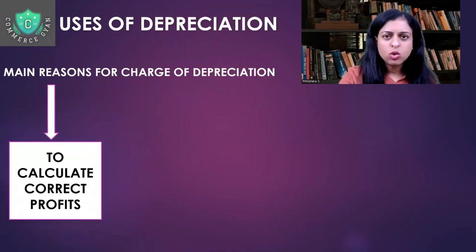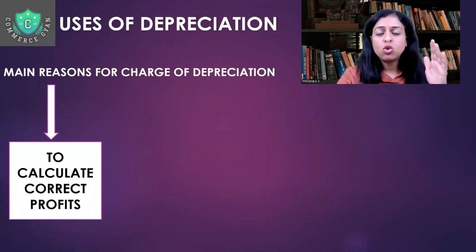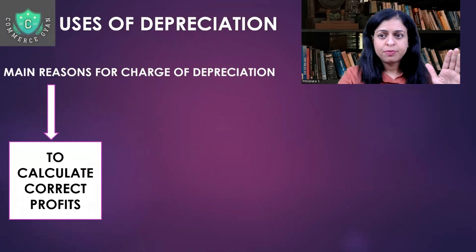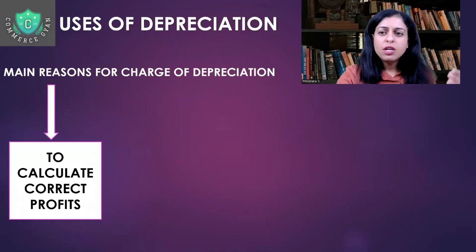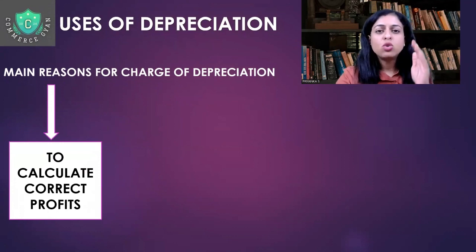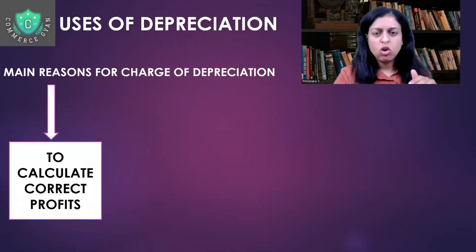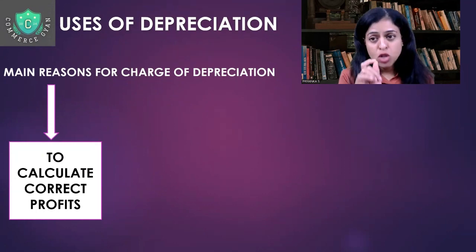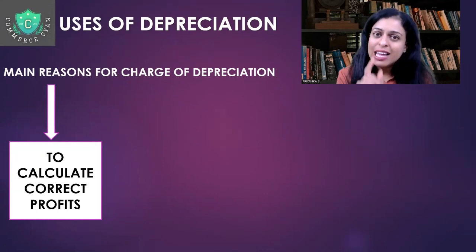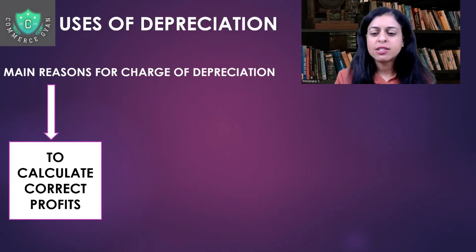If I don't take into consideration depreciation, or reduction in value of the asset, profits are going to show an upward picture, extra profits, because we don't consider the cost of the asset that is used up every year. That usage is not considered, and so my profits will be in excess. Actually, every year I have to charge that amount of depreciation, and only then will my profits be correct.